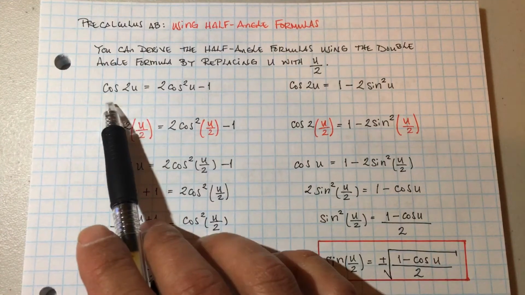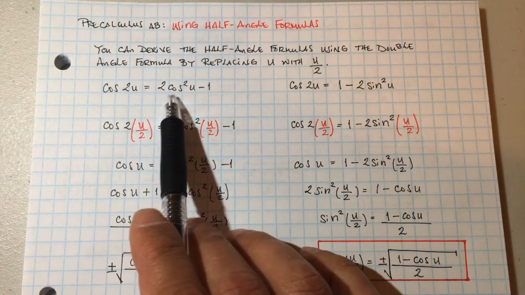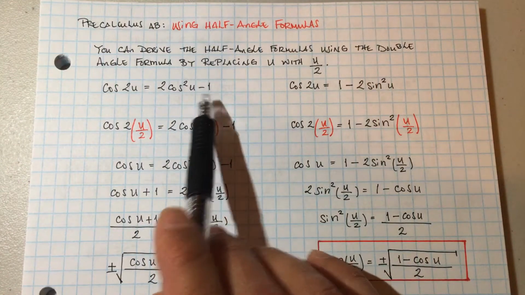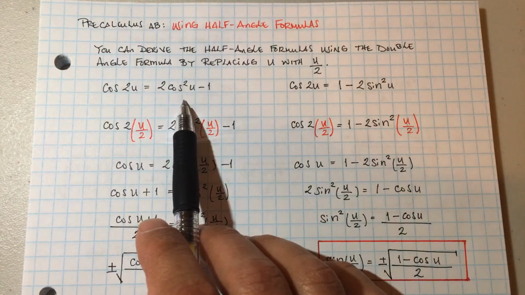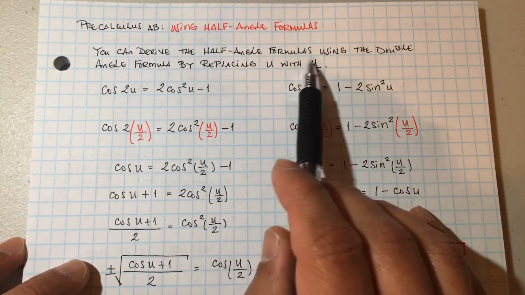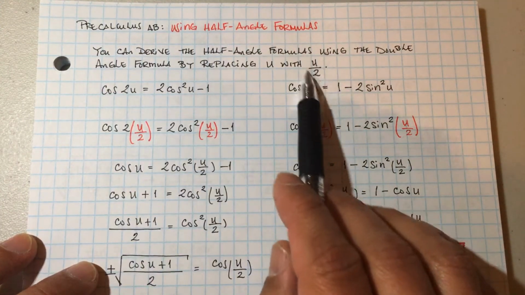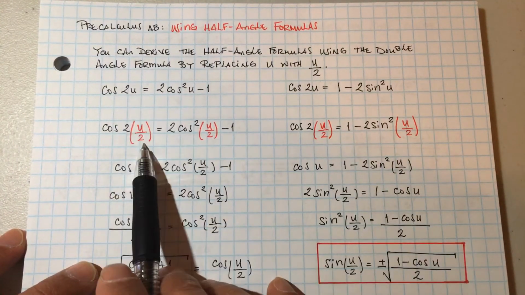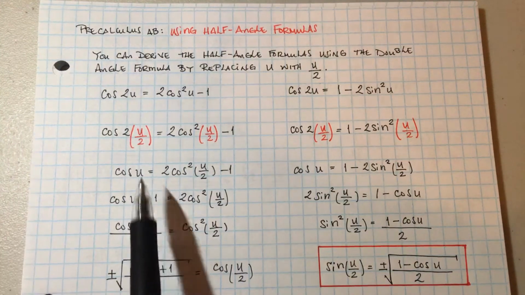So if you remember from the previous video, the cosine of the double angle is equal to 2 cosine squared u minus 1. And what you can do is rearrange this. To figure out the half angle, we're going to replace the u with u over 2, which makes sense. So we take this and put it in here. The 2's are going to simplify out, and you're left with cosine of u.